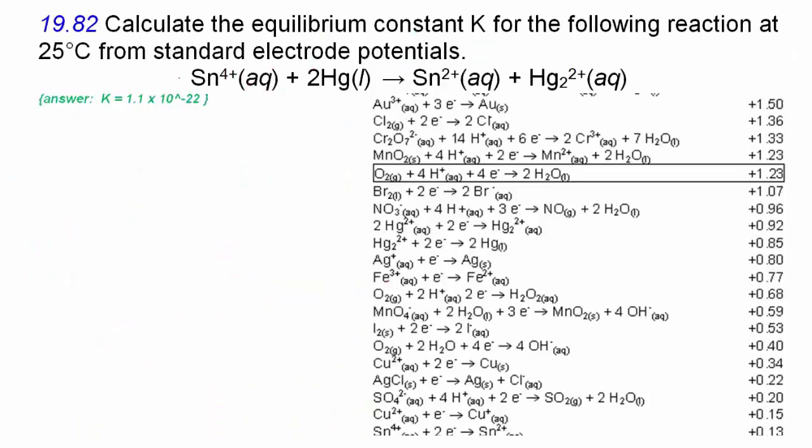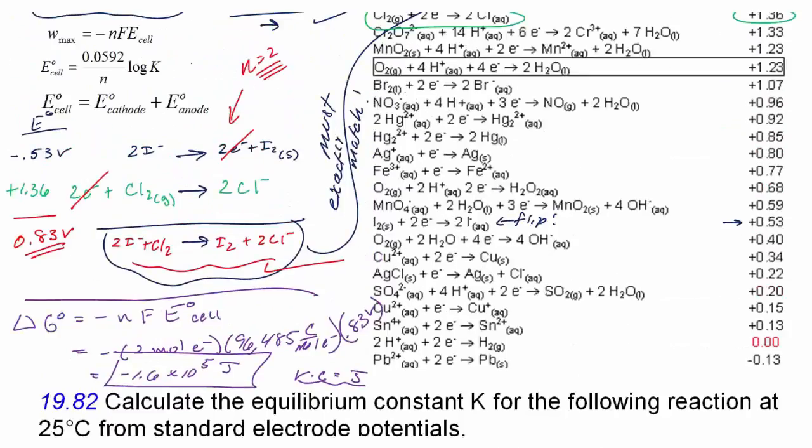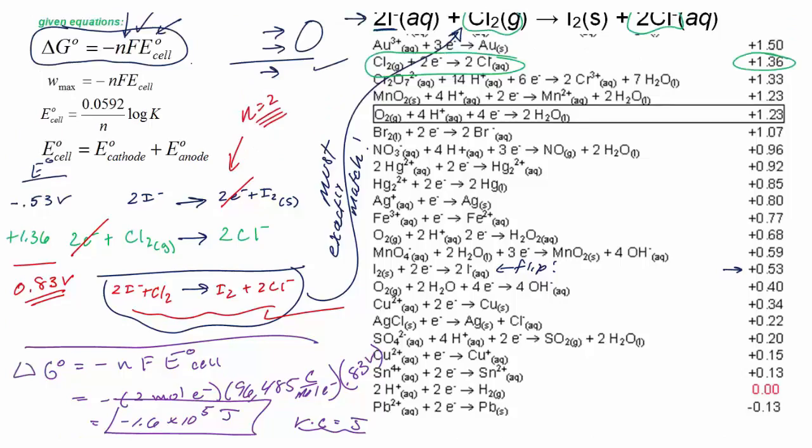Calculate the equilibrium constant K for the following reaction at 25 degrees Celsius from standard electrode potentials. And here's our reaction. So how are we going to get an equilibrium constant out of standard cell potentials? Right here. We need to use the tables to get E0 cell. From the half reactions, figure out how many electrons cancel. We'll get N, and then we'll solve for K.